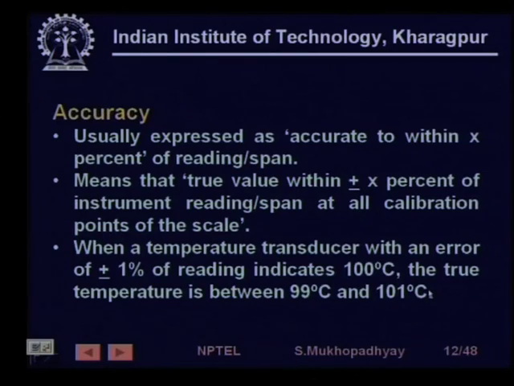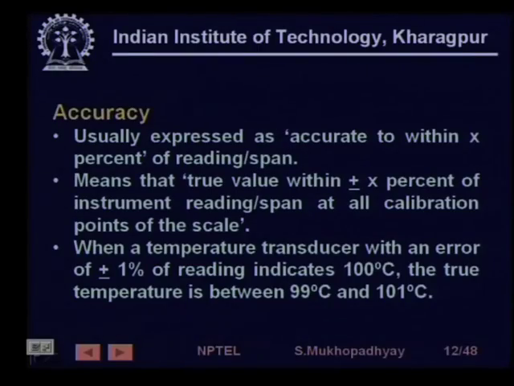So, if the span is 100 degree centigrade, then an error of plus minus 1 degree centigrade can be expressed as 1% of the span. So, it is either a constant value, it may be expressed as a percent of span, or it is a percent of the reading. What it means is that if a reading is 100 and it has plus minus 1% of, let us say, span accuracy, then the true temperature will be between 99 and 101 degree centigrade.